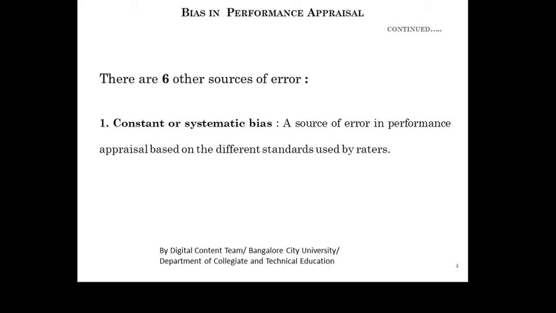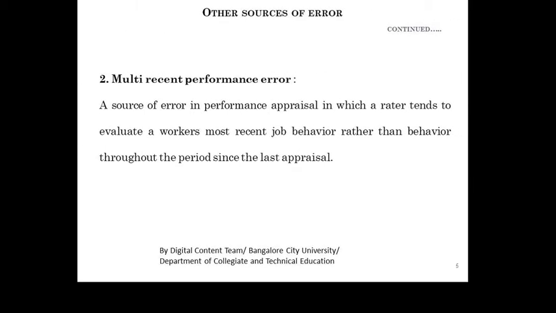Some raters or supervisors expect more than others from their employees. Similarly, there are easy graders who expect less, and hard graders. That is called constant or systematic bias. The second one, we can call it recent performance error. Recent performance error means a source of error in performance appraisal in which a rater tends to evaluate the worker's most recent job behavior rather than the behavior throughout the period since the last appraisal.